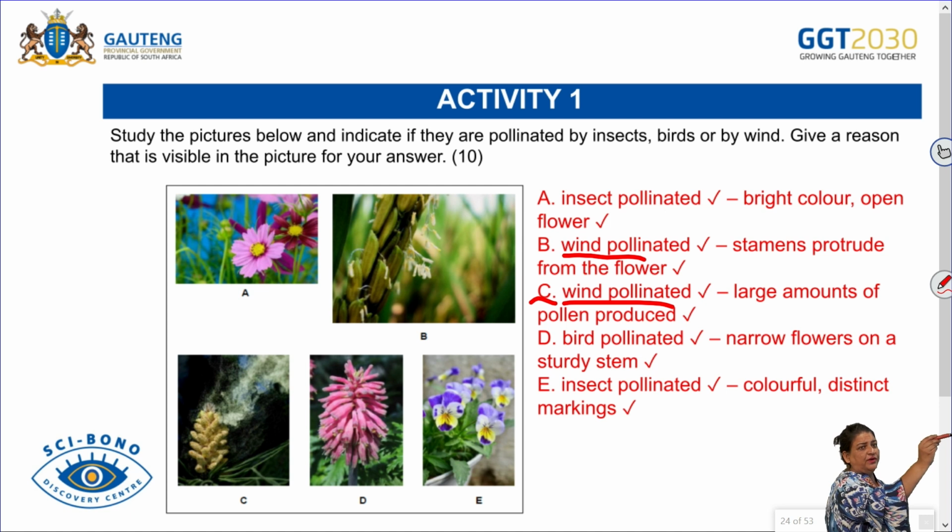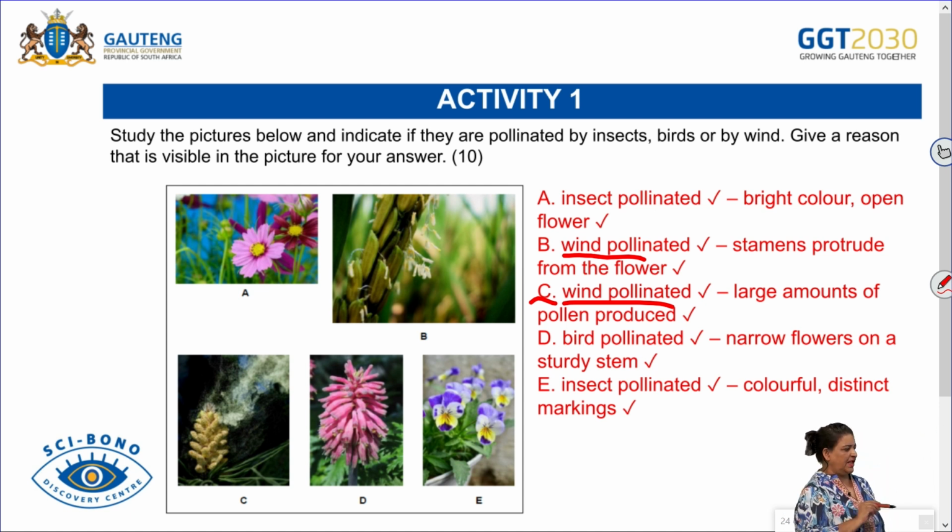Here it's also wind pollinated, but I can't say large amounts of pollen because that's not visible in that diagram B. So here I can see that my flowers are hanging above the leaves. Can you see that at B? So stamens protrude above the flower, or you can say that the flowers are hanging above the leaves.